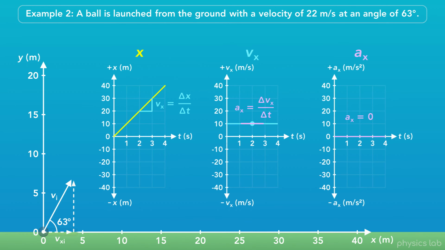Here's the position, velocity, and acceleration graphs for the x motion. The position goes from 0 meters to 40 meters, the velocity is always 10 meters per second, and the acceleration is 0. These are the same graphs that we'd have for a ball rolling on the ground at 10 meters per second, since we're only looking at the motion in the x direction.